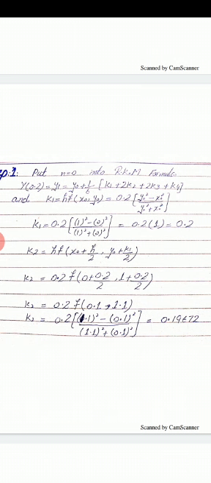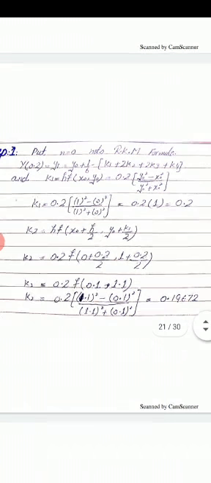Now we will find our second slope, which is k2, and which is equal to h f(x0 plus h over 2, and y0 plus k1 over 2).